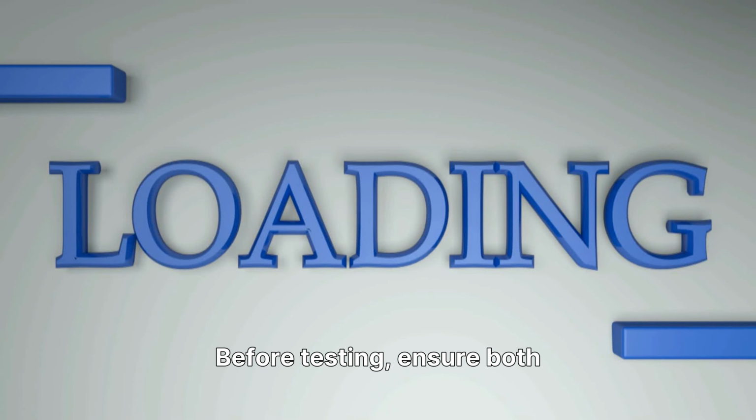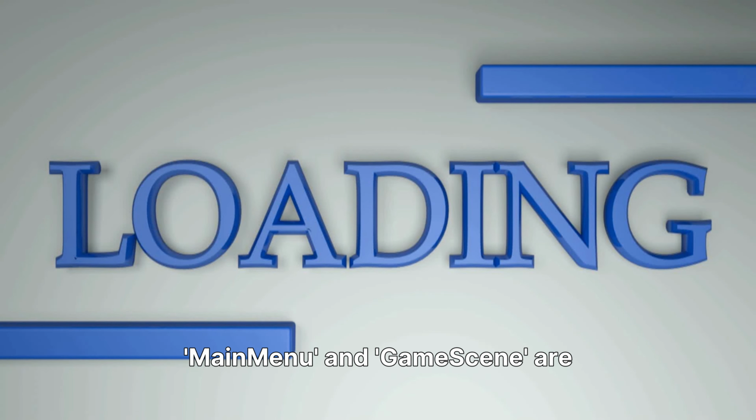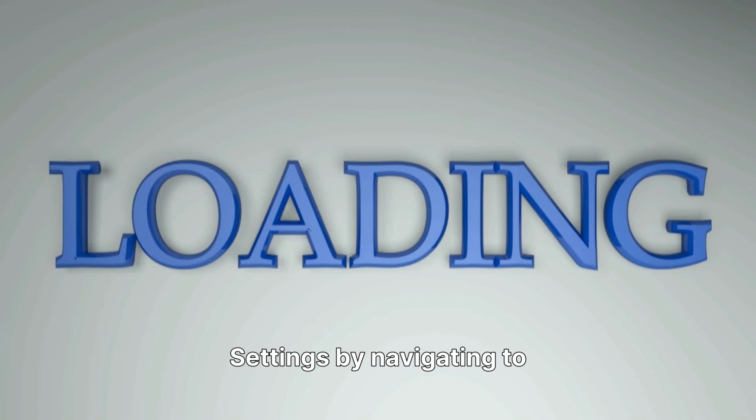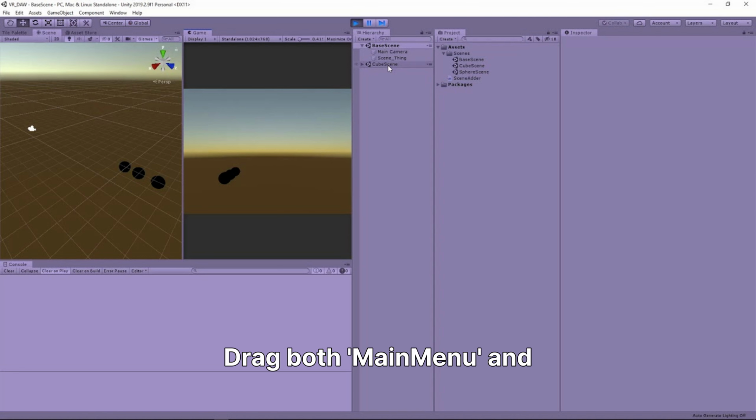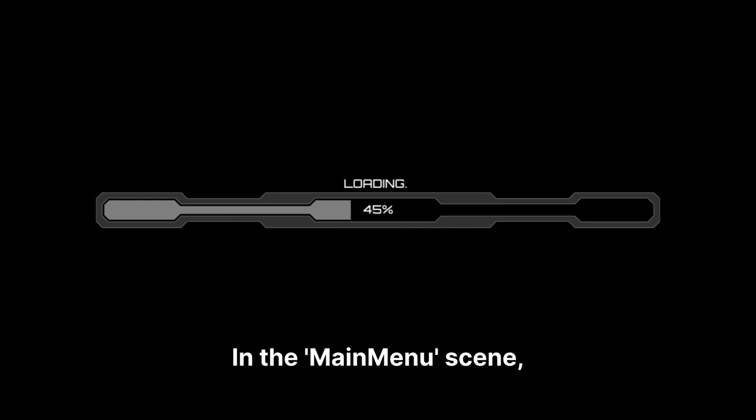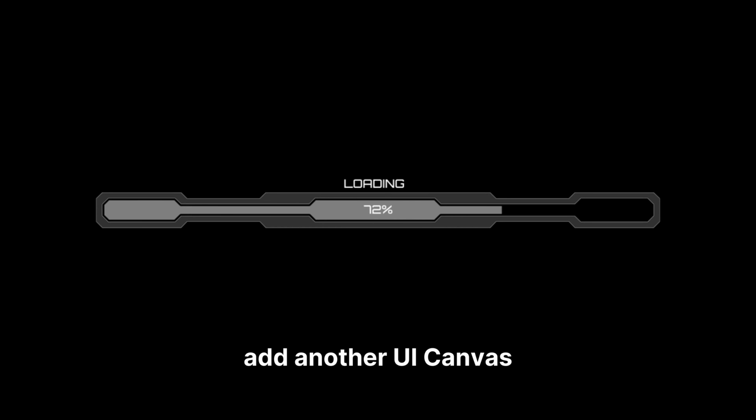Before testing, ensure both Main Menu and Game Scene are added to your build settings by navigating to File, Build Settings. Drag both Main Menu and Game Scene into the Scenes in Build list to make them accessible for loading. Now, create our animated progress UI. In the Main Menu scene, add another UI canvas specifically for the loading screen. Inside this new canvas, add a UI image for the progress bar background and another UI image for the dynamic fill of the progress bar.